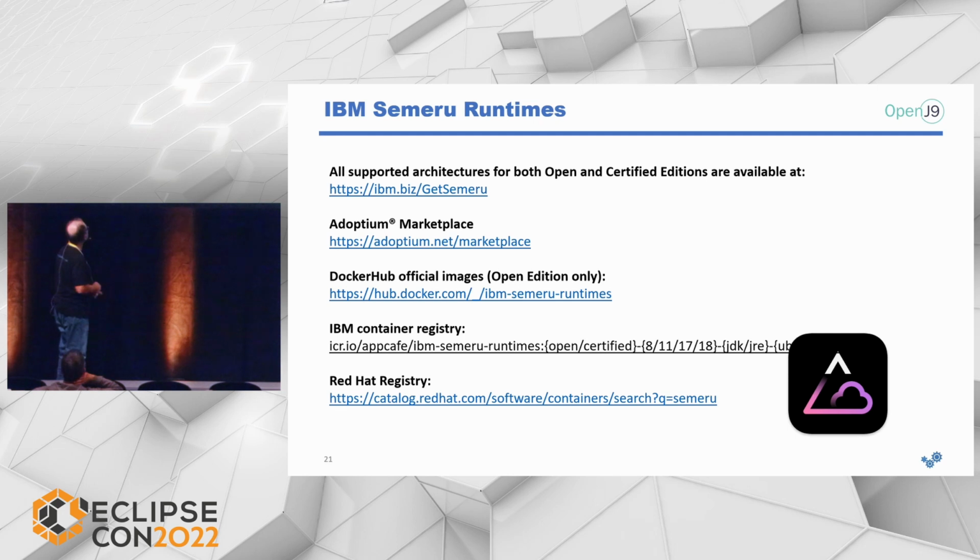It's available. There's the IBM.biz link, Get Xamaru. You can get free downloads of this. It's also available in the Adoptium marketplace. So Adoptium is the keeper of the OpenJDK binaries, and they have a marketplace where all the major vendors have links to their downloads, and IBM Xamaru Runtimes is a part of that. If you're going to run it as a container, you're going to need the image. So it's available in Docker Hub, IBM Container, and Red Hat registries.